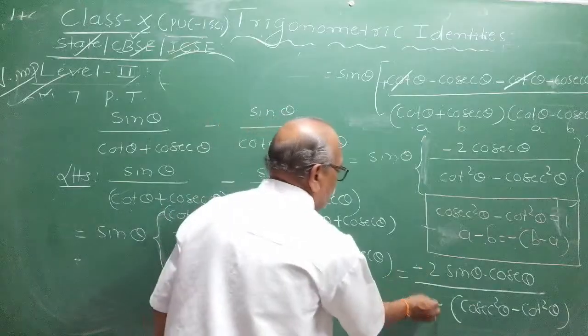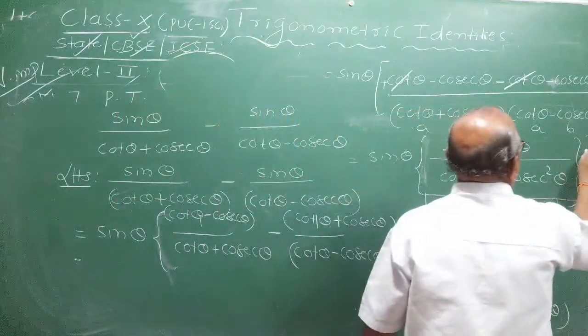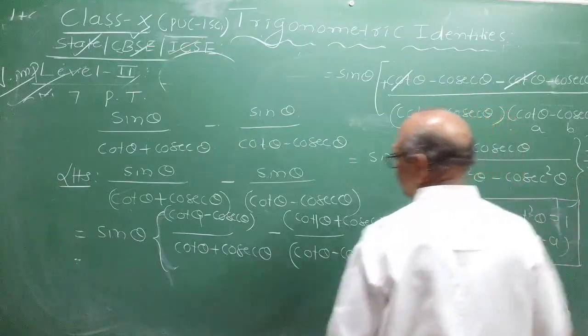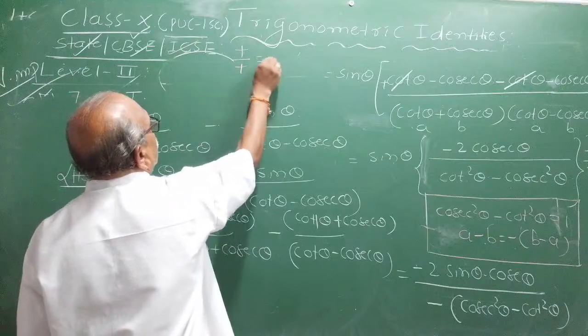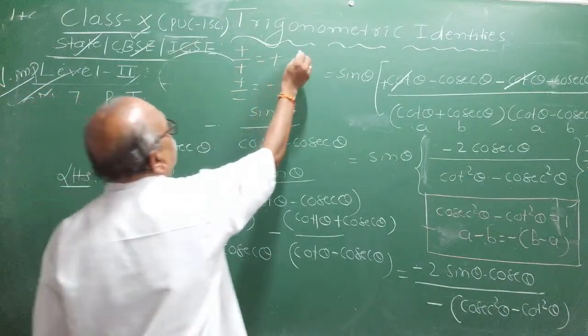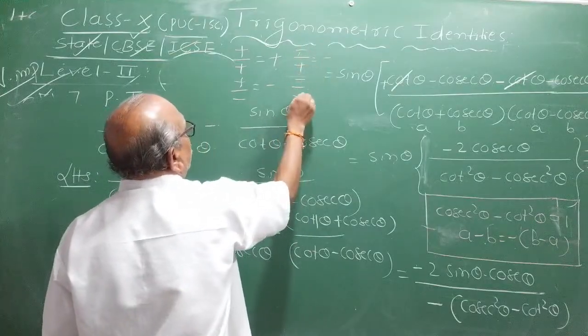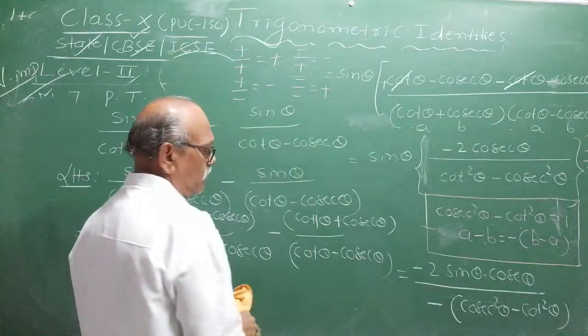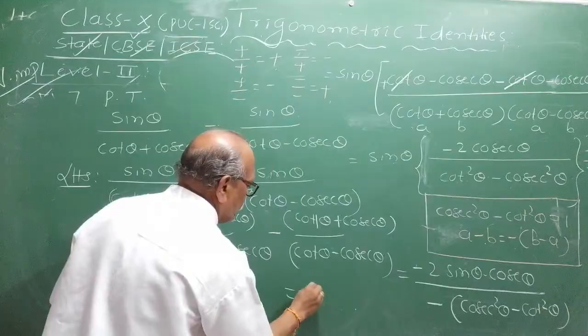Observe what minus upon minus is. Many students don't know this. Remember, plus upon plus is equal to plus. Plus upon minus will be minus. Minus upon plus will be minus. Minus upon minus will be plus. Remember, here you have minus upon minus. Therefore, you get what? Plus.